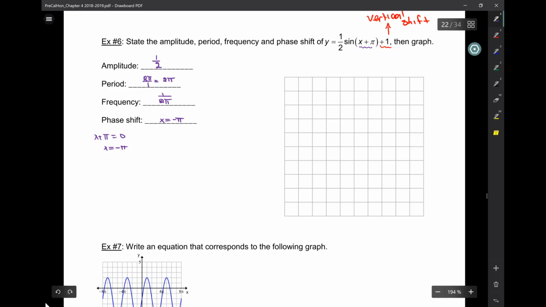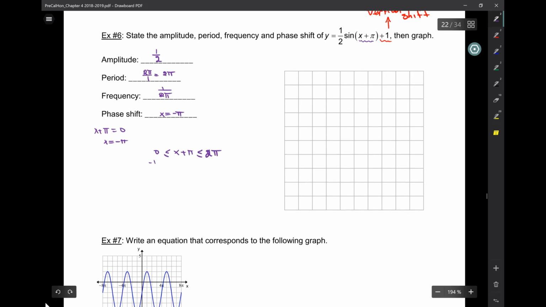This is a sine again. I'm going to take the stuff in the parentheses, and I'm going to bound it between 0 and 2 pi. And now when I subtract pi from everywhere, I get negative pi, x, pi. So on my x-axis, all right, here's negative pi. Again, 1, 2, 3, 4 is pi.